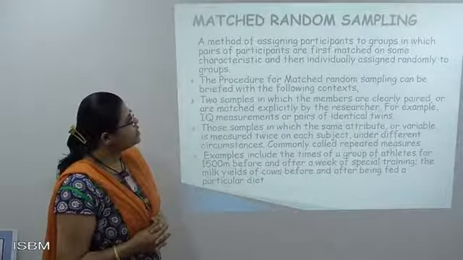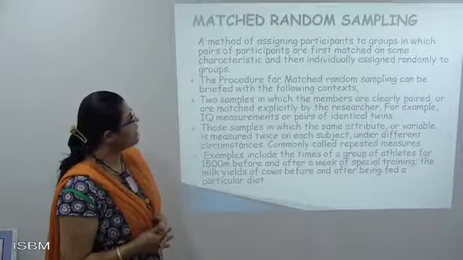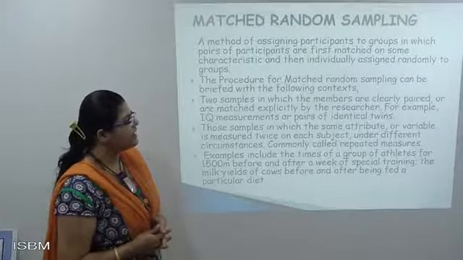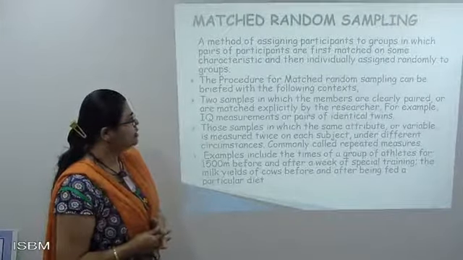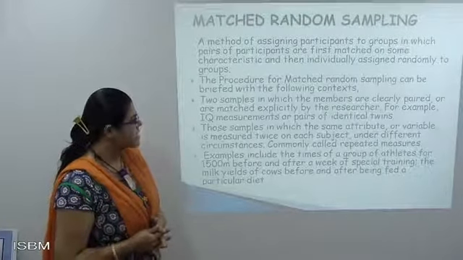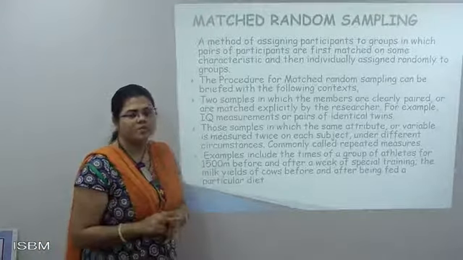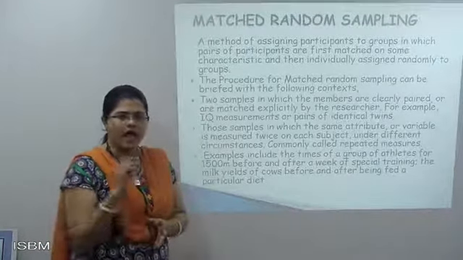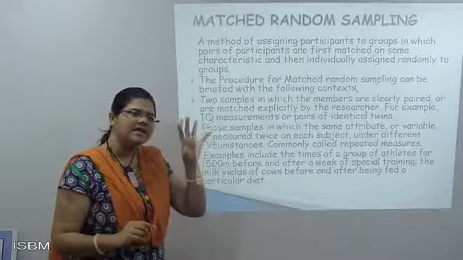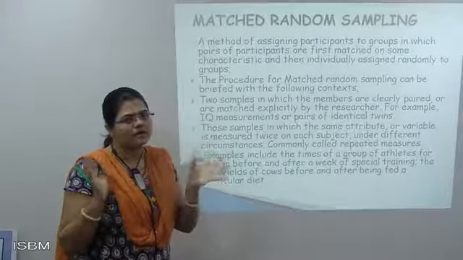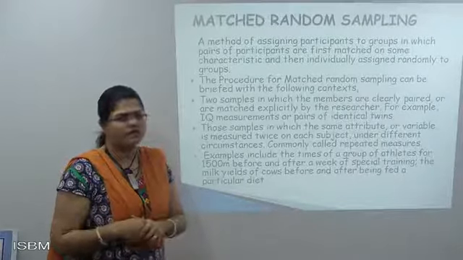Now see, the procedure for matched random sampling can be briefly described with the following content. Two samples in which the members are clearly paired or are matched explicitly by the researcher. For example, IQ measures or pairs of identical twins. If there are twins, and into these twins I want to check the IQ, from this IQ I can check the mental level. So randomly, I can just pick them out, and I can ask any questions related to this. So I will be getting information relating to this.